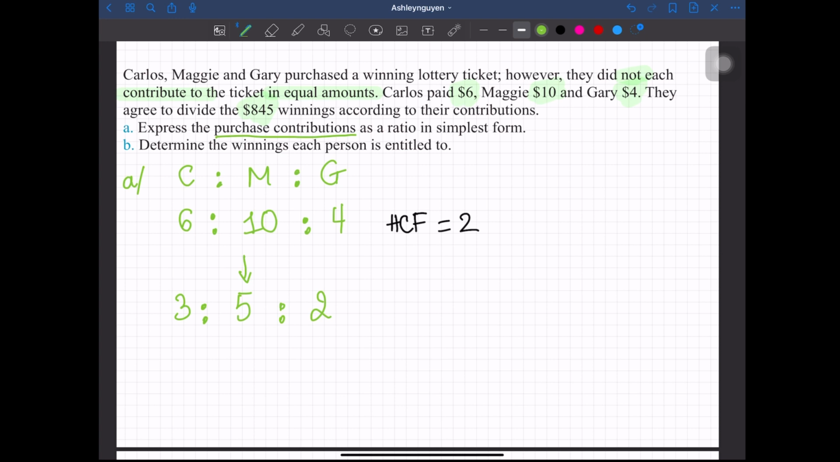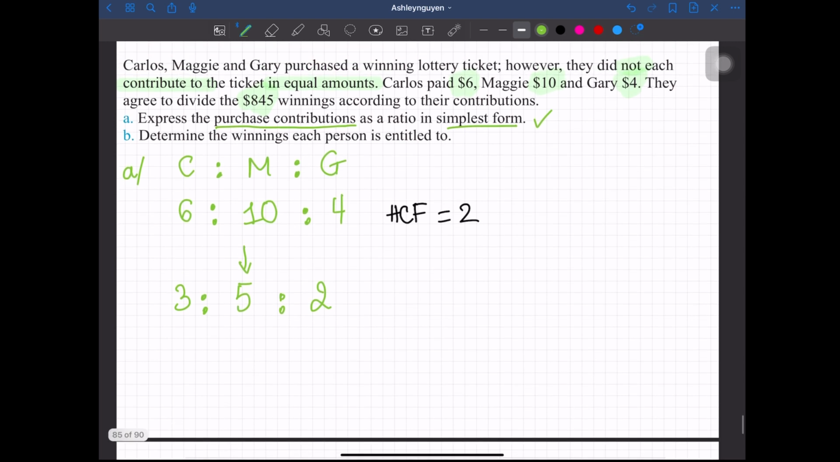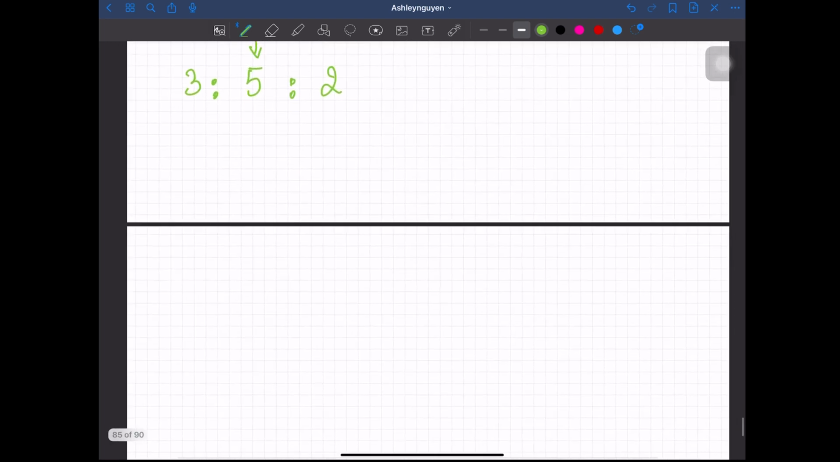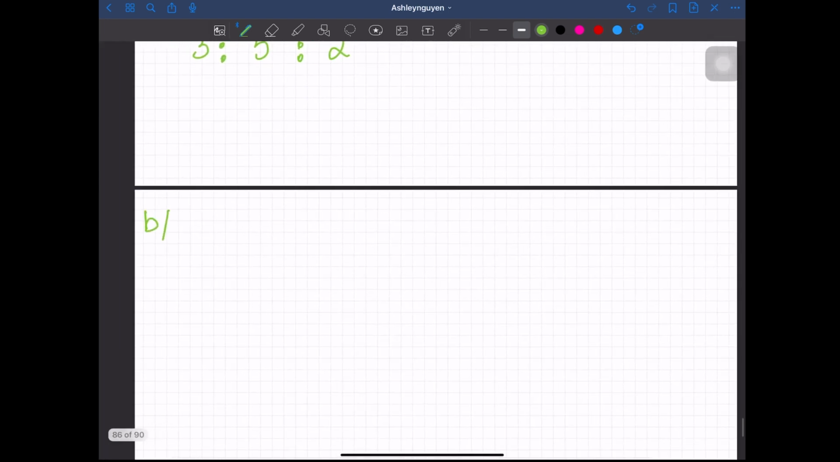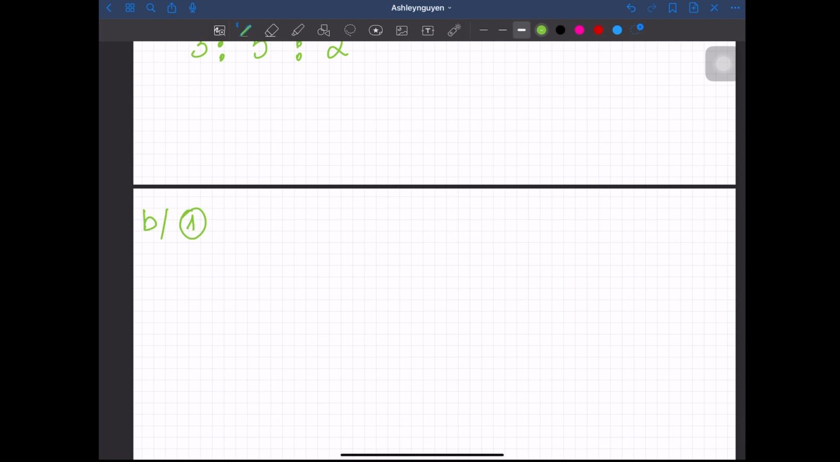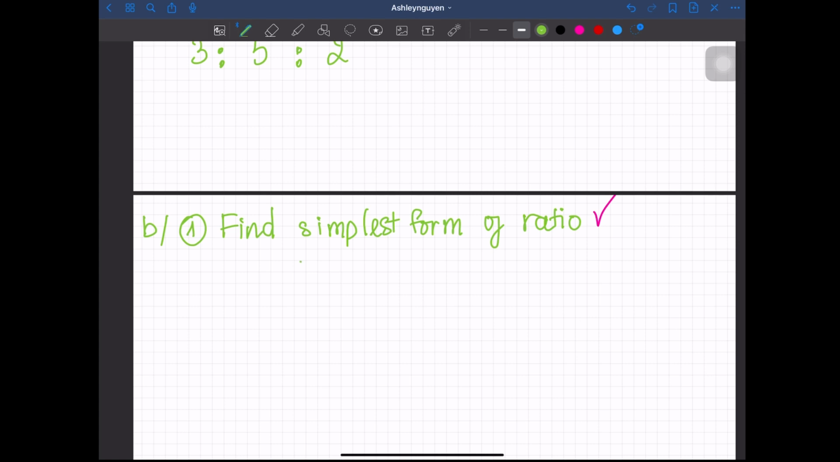So we finish A, we express the purchase contribution as a ratio in the simplest form. We finish that. Let's move to question B. Determine the winning expression in entire 2. So, firstly, to find the ratio of a given quantity, we follow these steps. Step number 1, find the simplest form of ratio. We done this one. It is 3 to 5 to 2.